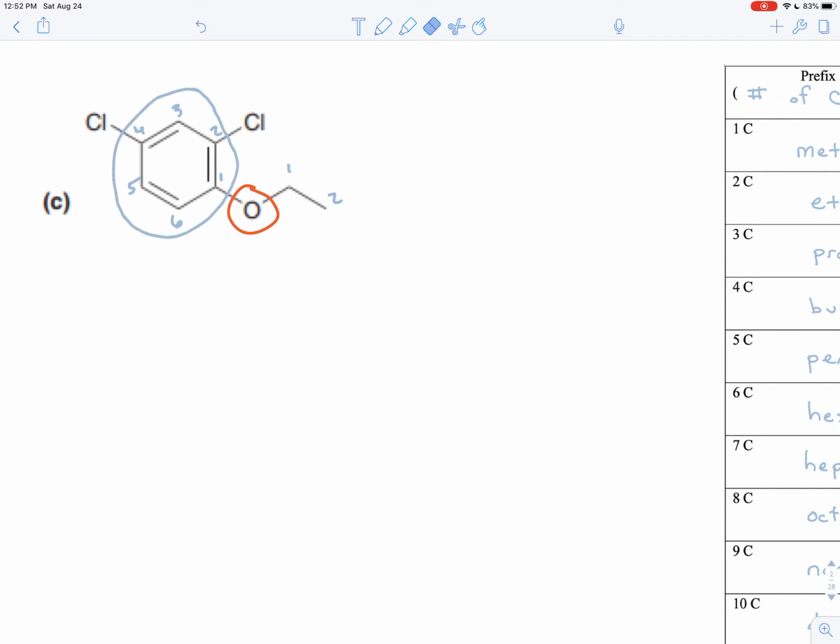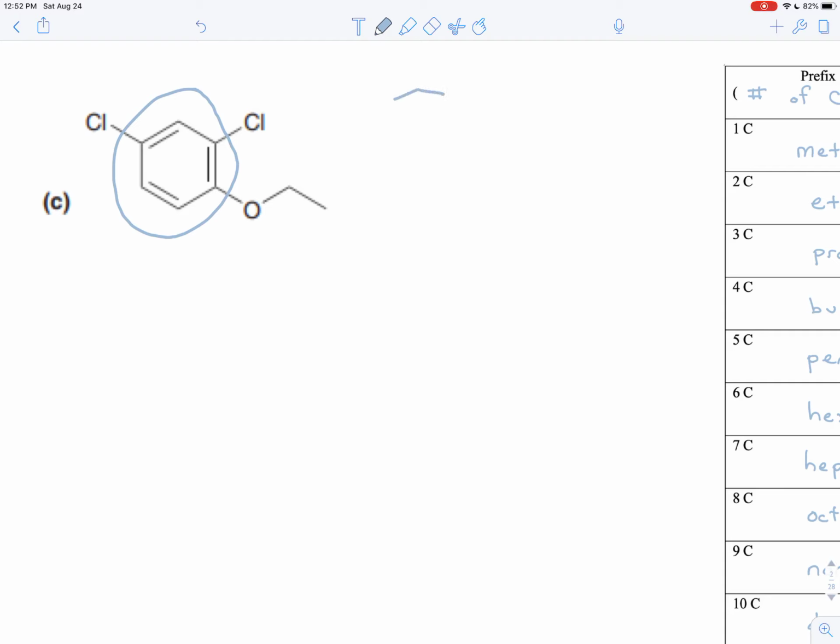Now I'll erase those numbers because I may have numbered them in the wrong direction. I may not have, I just don't know yet. So that is our backbone because it has more carbons. And we'll name that backbone as if there were no branches on it. After we do that, we'll worry about the branches. Now that is a strange backbone. It's a very particular, very special molecule.